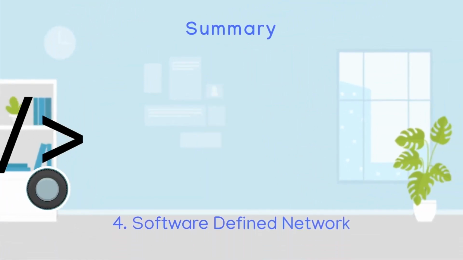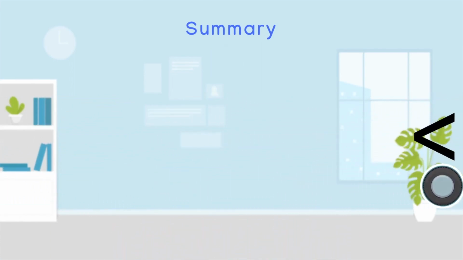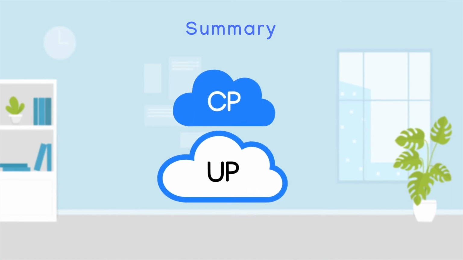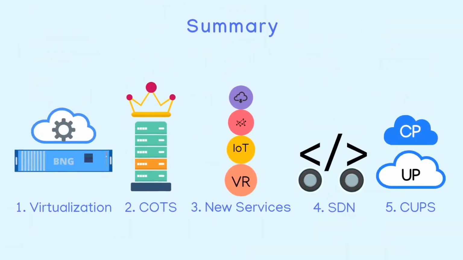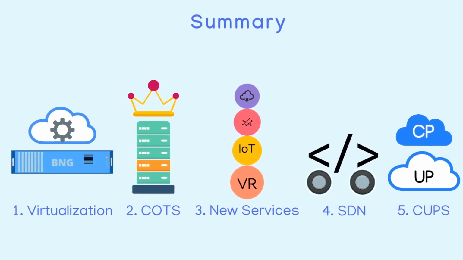4. Service providers can now use SDN to enhance the manageability and automation of their network infrastructure. 5. Virtual BNG's CUPS architecture helps to scale the capacity as per need and protect investment. This is virtual BNG and how it is revolutionizing broadband services.